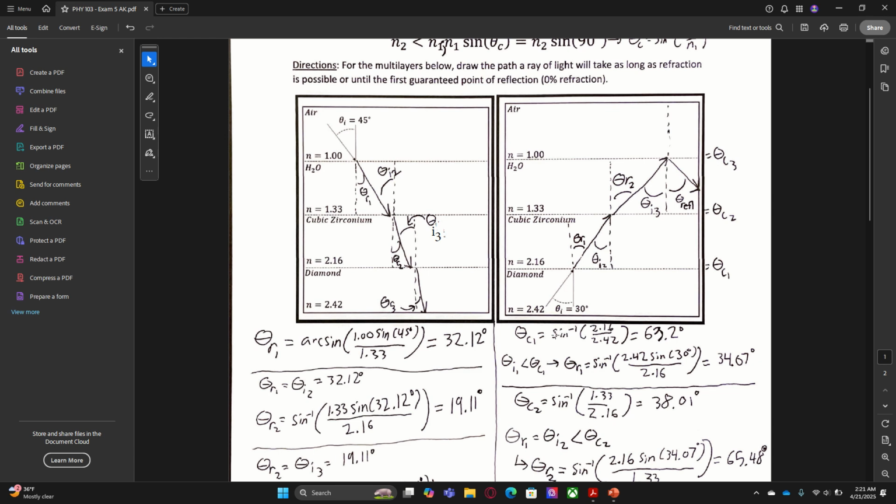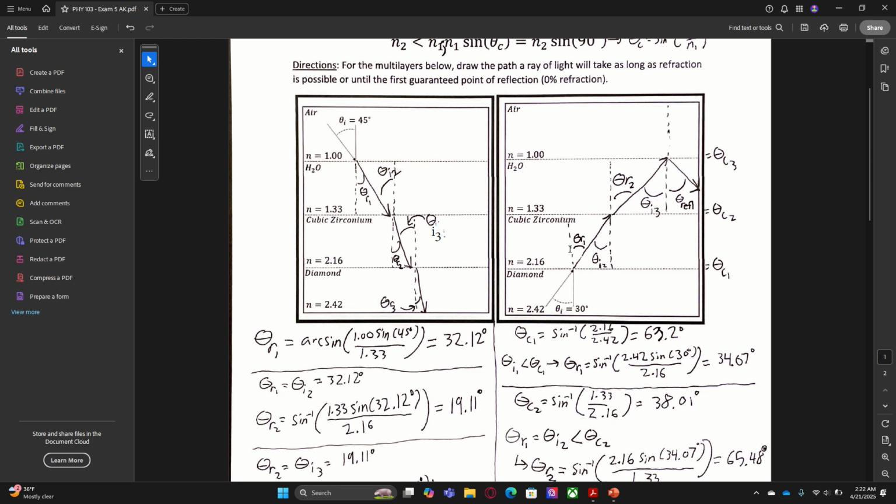So now, we're just going to calculate theta R like normal. Theta R1 is sine inverse of N1, the current refractive index, 2.42, times sine of our incident angle, not our critical angle, but the incident angle of 30 degrees, divided by N2, or the oncoming refractive index, 2.16. Therefore, theta R1 now equals 34.07 degrees. So, our ray refracts into the next layer.